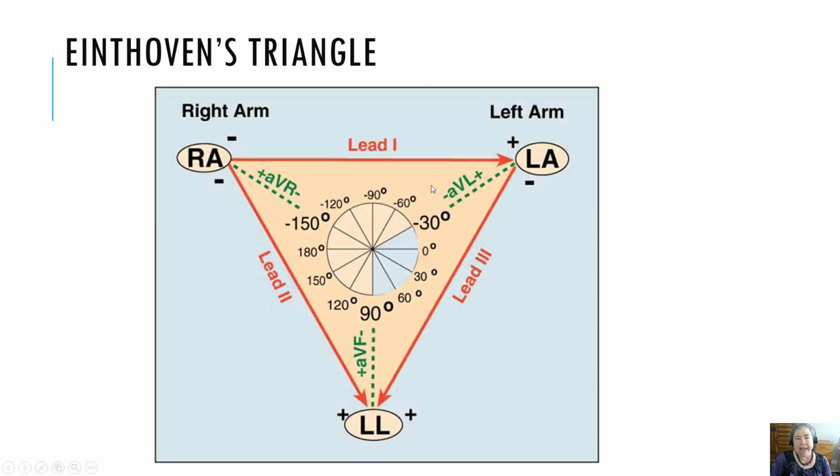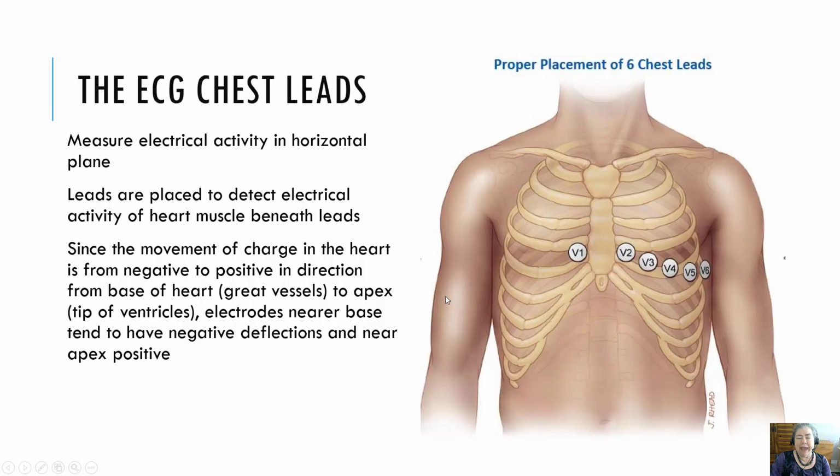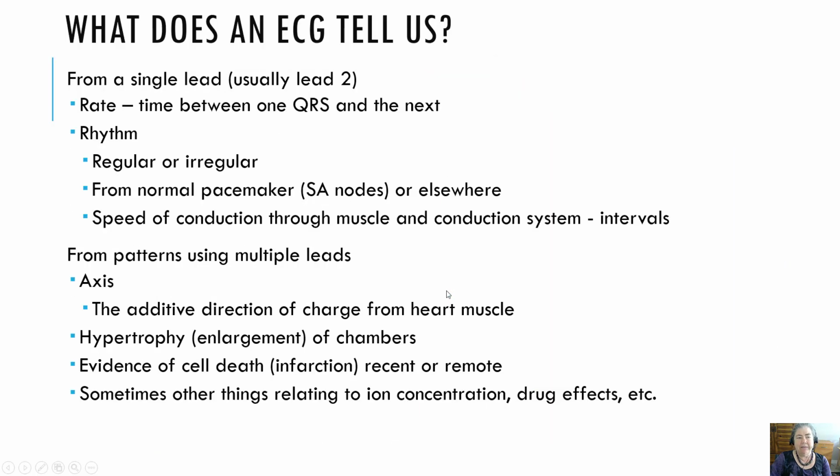And a normal axis is usually between 0 and 90. It's in this direction. So if the axis is abnormal, it might tell us something. We can tell if chambers are enlarged. So an increase in the amplitude of, for instance, QRS complexes might suggest that the left or the right ventricle is enlarged, depending on where you see it. An increase in the amplitude of the P wave might suggest atrial enlargement.